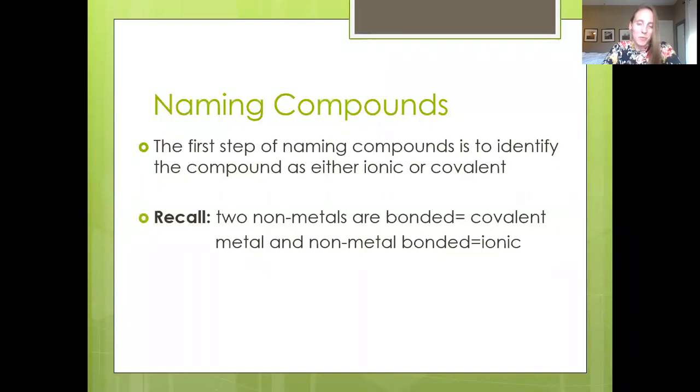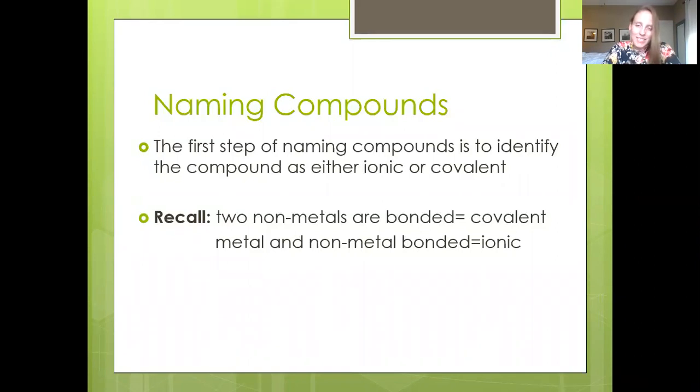So first thing about naming is before you try and figure out what the name of a compound is, you have to figure out what type of compound you're dealing with, because different types of compounds have different naming rules. So as we've talked about already, if you have two nonmetals bonded to each other, that is a covalent bond. So covalently bonded molecules will have one set of rules. And then if you have a metal and a nonmetal bonded to each other, that is an ionic compound, and they will have a different set of rules.